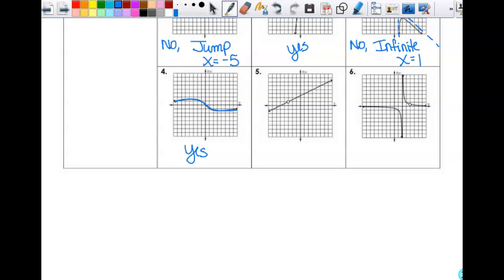What about number 5? Is it continuous? No. Are there any asymptotes anywhere? No. Okay, I just have this hole, so I don't call it hole discontinuity. I call it what? Point. We'll just go with point. And that's at x equals -3. Yeah.